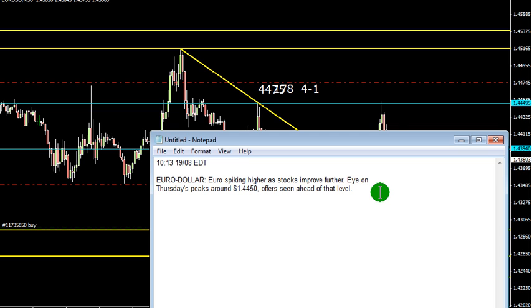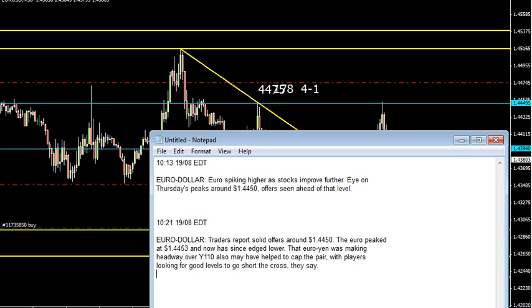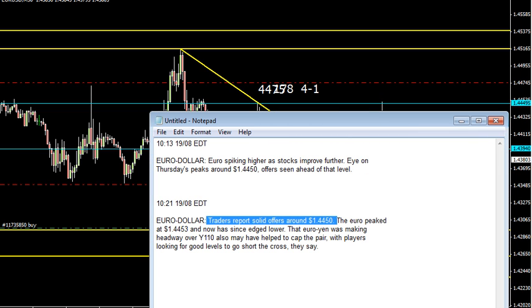At 10:21, what comes across the wire? This. Euro-dollar traders report solid offers around 44.50. The euro peaks at 44.53, so it pokes up just a little bit, not high enough to trigger the stops, and has since edged lower. All right, seeing this, the peak and not busting up would have told me to get out, and this would have been a market out. Close my position up here. All right, I wasn't around.